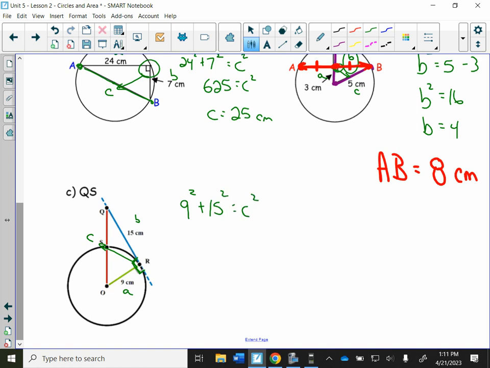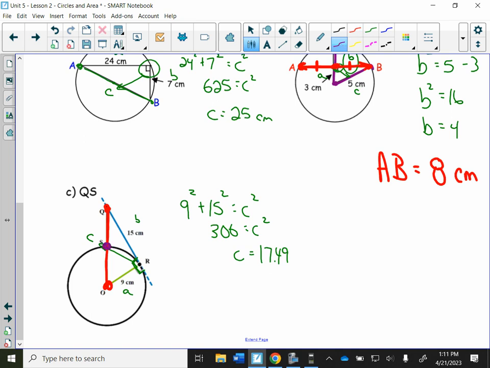Into my calculator I go for that. I get 306 for C squared. If I square root, that's going to be a decimal this time. That's okay. 17.49 is C. But the question didn't actually say find O to S, which would be side C. It didn't say to go from here to there. It actually only wanted Q to S.